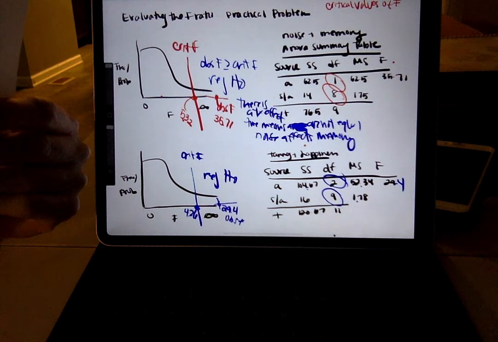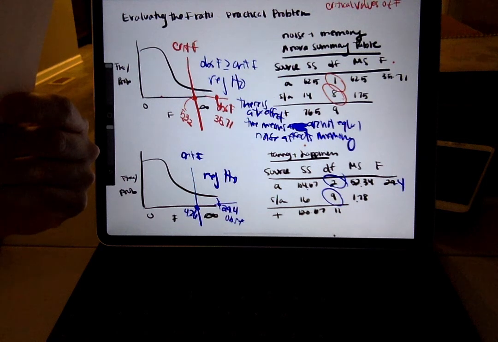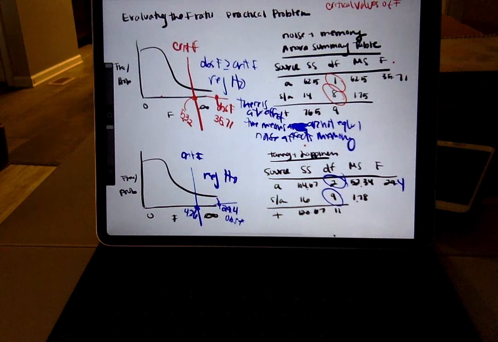It's 4.75. All right, let's assume degrees of freedom A is 5 and degrees of freedom S over A is 8. What is the critical F? 3.69. Let's assume degrees of freedom A is 8 and degrees of freedom S over A is 16. What is the critical F? 2.59. Let's assume degrees of freedom A is 3 and degrees of freedom S over A is 10. 3 and 10 is 3.71.